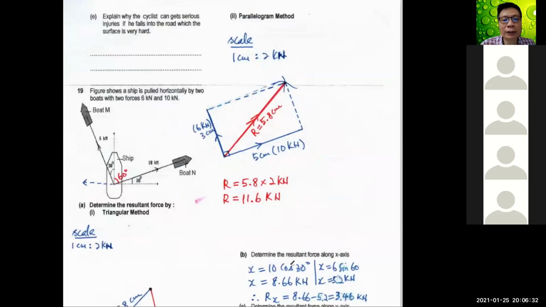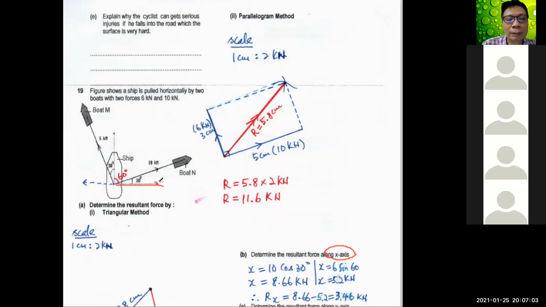So X is 10 cos 30. Why that? Because you see here, this is 10, this is 30, so this is 10 cos 30. For the x-axis, because the question says resultant force along the x-axis, along x means this one put down here, so it's 10 cos 30. Press your calculator, you get 8.66.